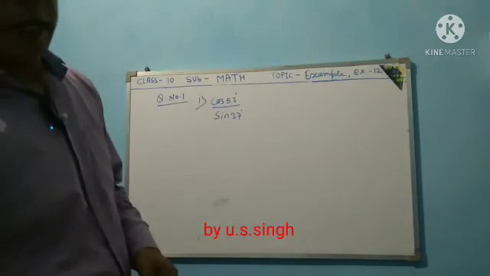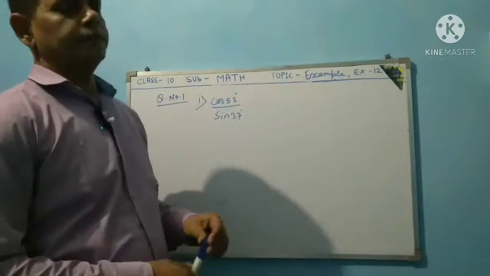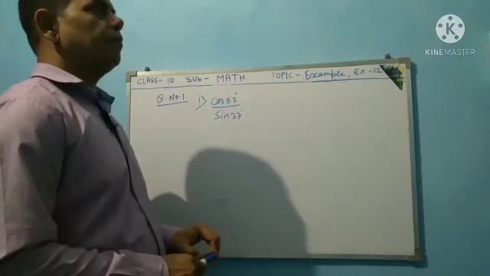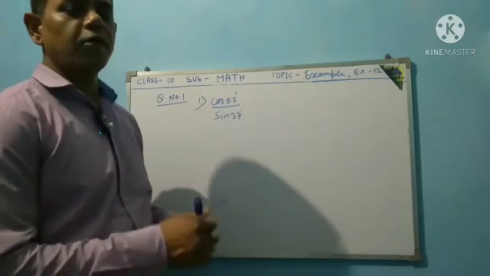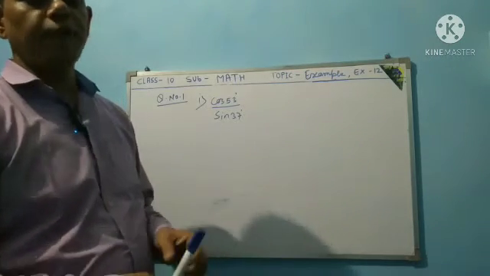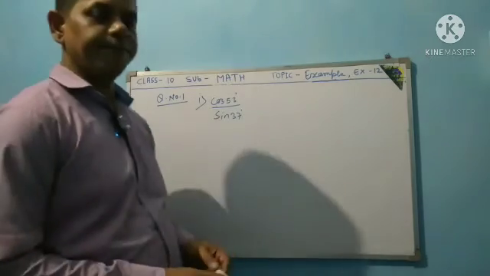So first I start the exercise 12 examples. Our topic is trigonometry ratio of complementary angles.